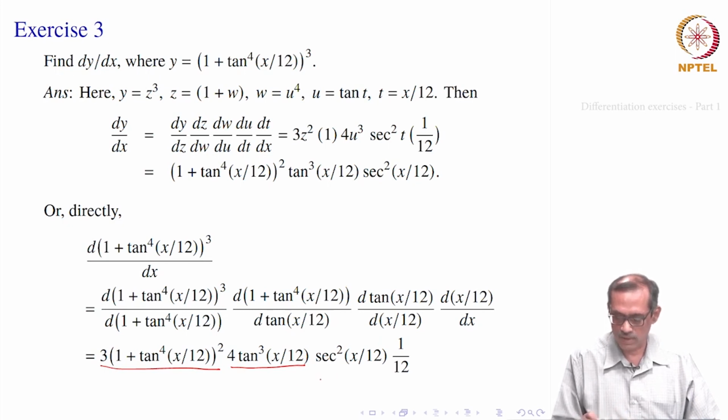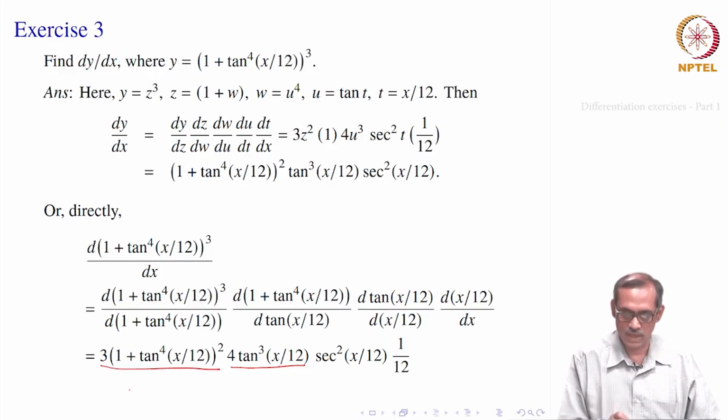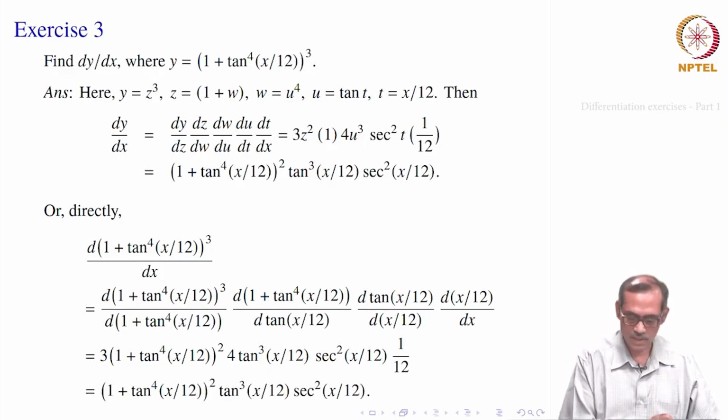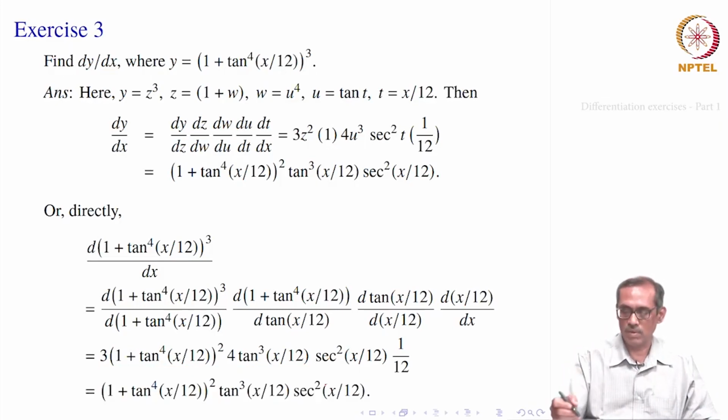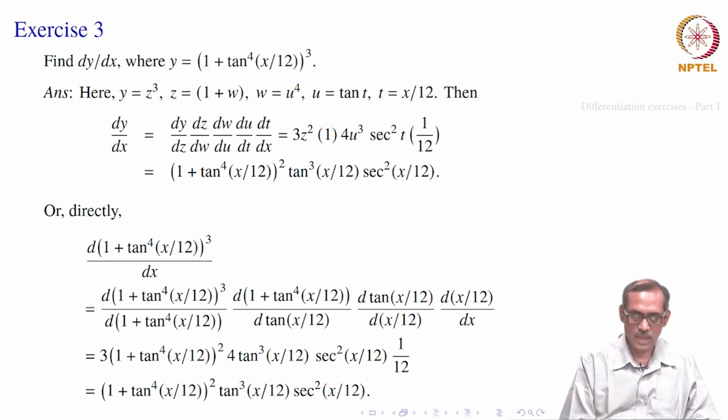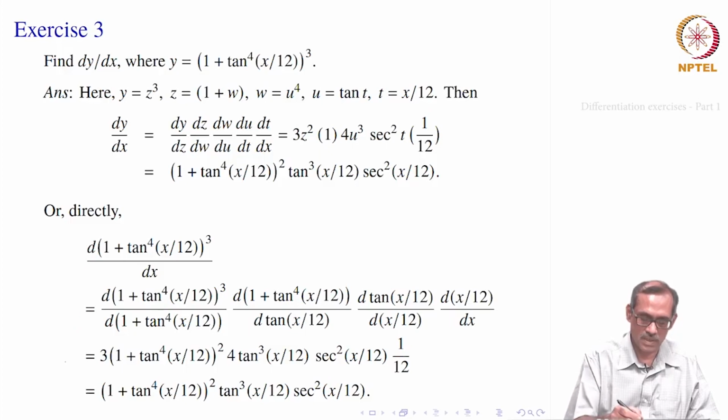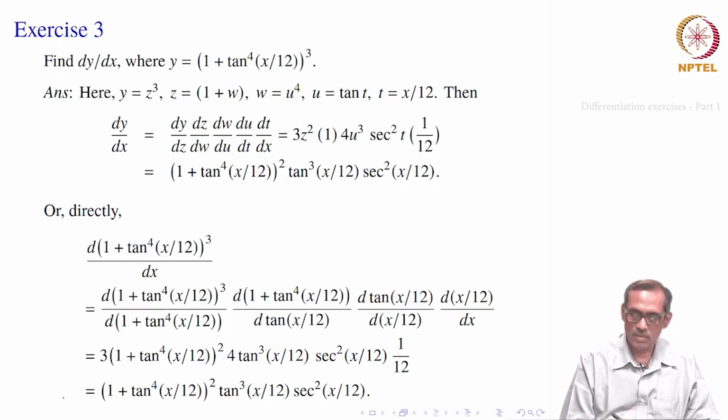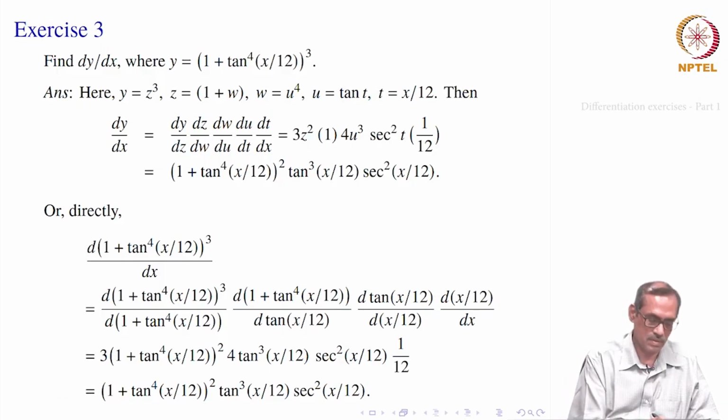4 tan cubed x by 12, and then tan x by 12 divided by x 12 by 12, that is secant square x by 12, dx by 12 by dx is x by 12. As earlier, we get the same answer which we know how to obtain. Okay, so this is how we will be proceeding. Sometimes the direct method will be easier to follow, but if there is a confusion, it is better to substitute and see how it goes slowly.